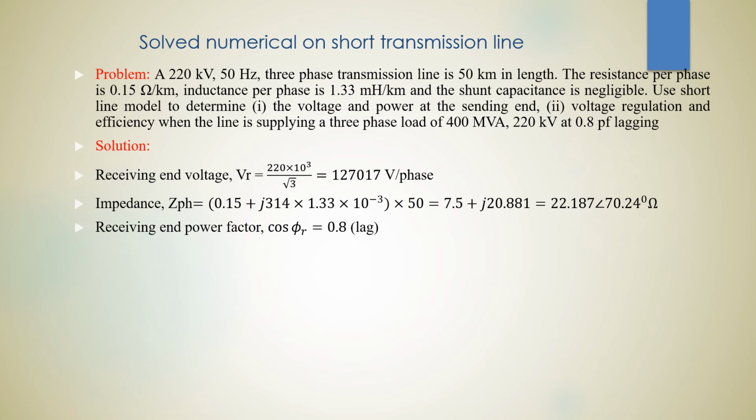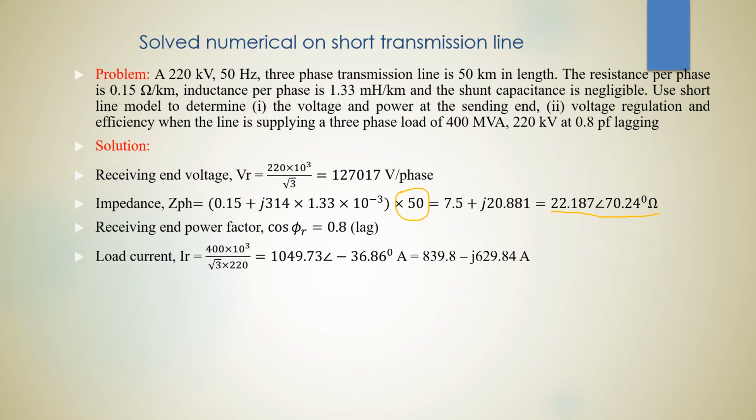Both resistance and reactance were given per kilometer, so here the total impedance is calculated, hence multiplied by 50, which is the length of the transmission line. It comes out to be 7.5 plus j20.881, which is in rectangular form, and it is converted into polar form: 22.187 angle 70.24 degrees in ohms.